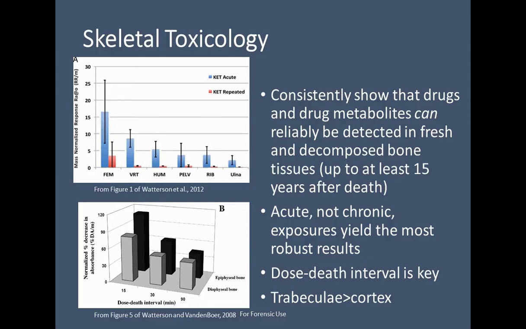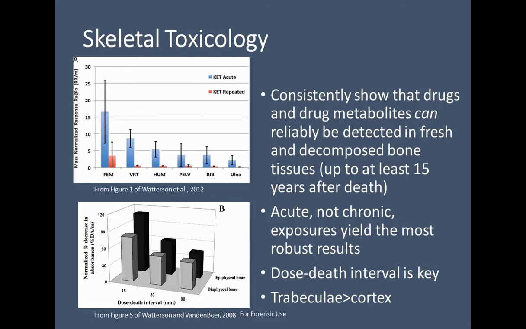It has been shown in the past that drugs and drug metabolites can be detected from fresh bone, and they've been reliably detected up to at least 15 years after death as well. Some of the issues that have been shown is that most of the exposure is really considered more acute versus chronic, and so in this case with ketamine, higher levels were found with acute toxicity versus chronic use. So that tells us a little bit about what might have happened. That does give us some insight into the dose-death interval and how important that might be.